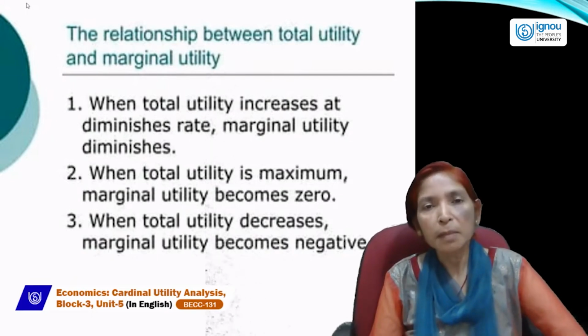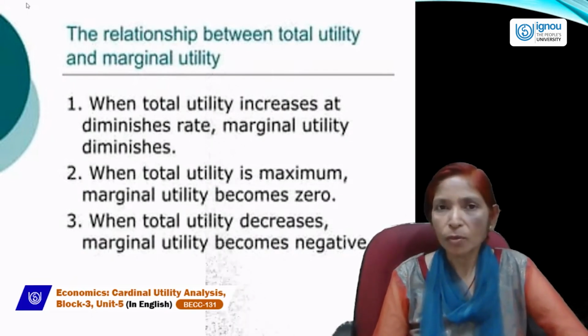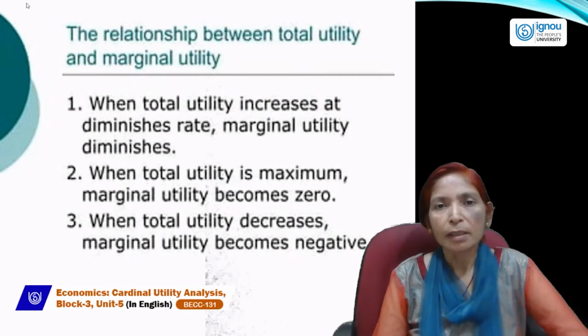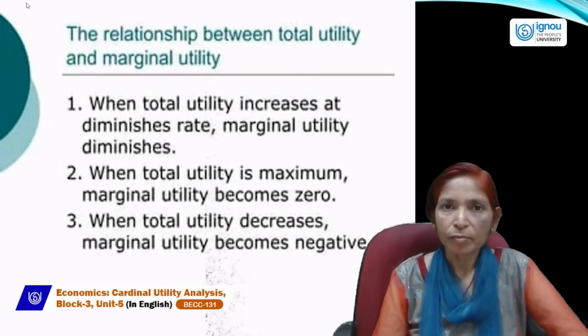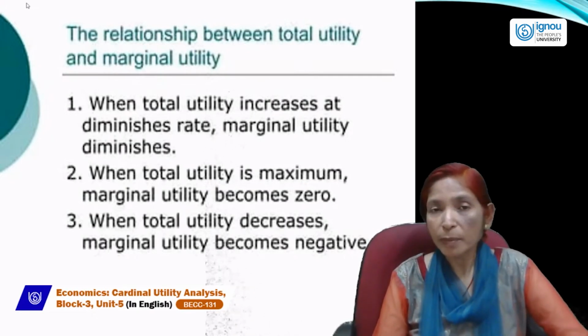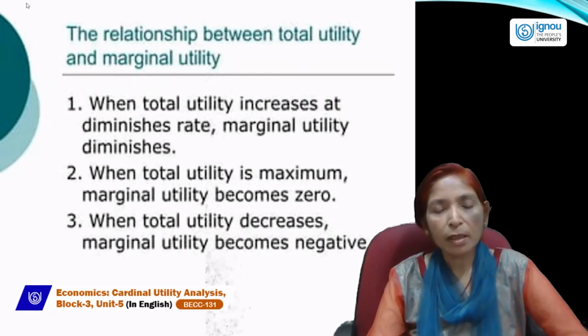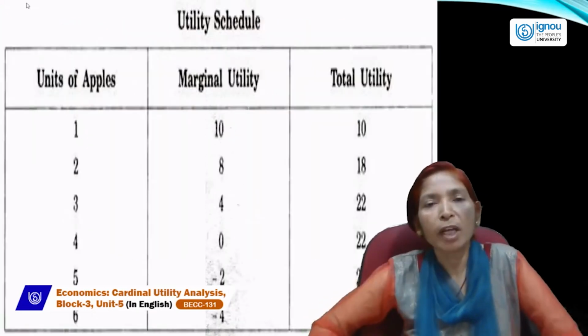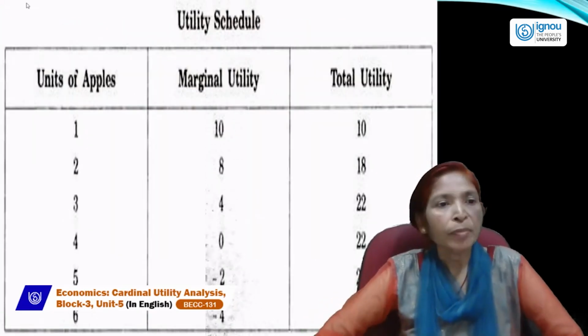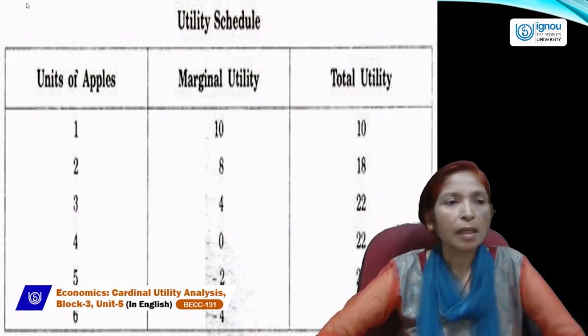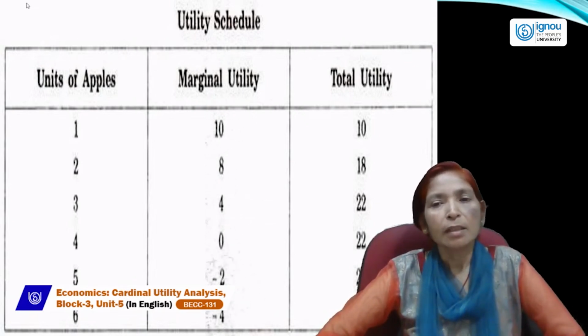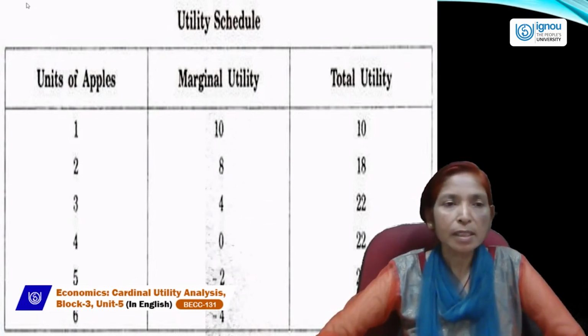So total utility can't be zero. If the number of units is zero, if we are not consuming any commodity, then total utility may be zero. Otherwise, total utility can't be zero, can't be negative. But MU can be zero, can be negative. Now, this relationship we can explain with the help of a table and diagram also. For example, here a utility schedule is given. Here in the first column, units of apples are given, and total utility and marginal utility are given.